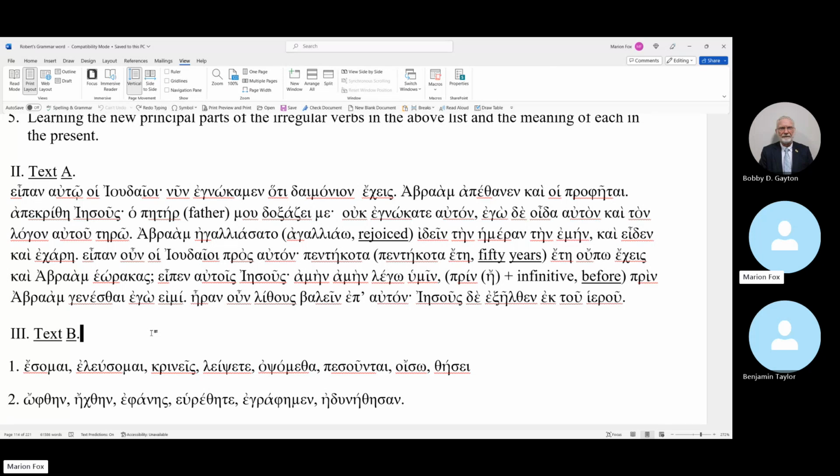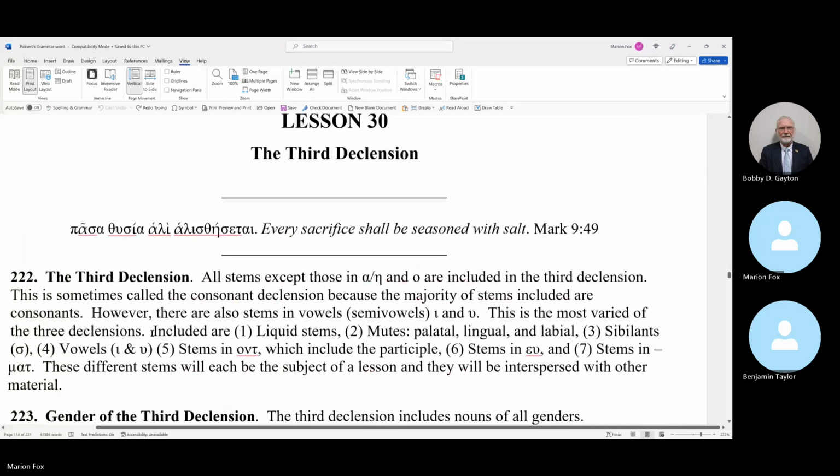Any other questions before I call a halt to it? Now, let's go to lesson 30. This is the third declension. This is new now. And I'm going to get out of this and go into one file I want you to see. All right, then we'll close down.